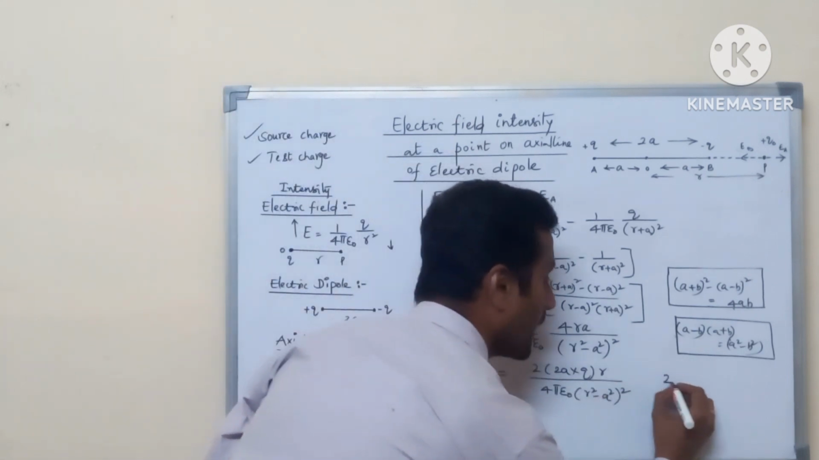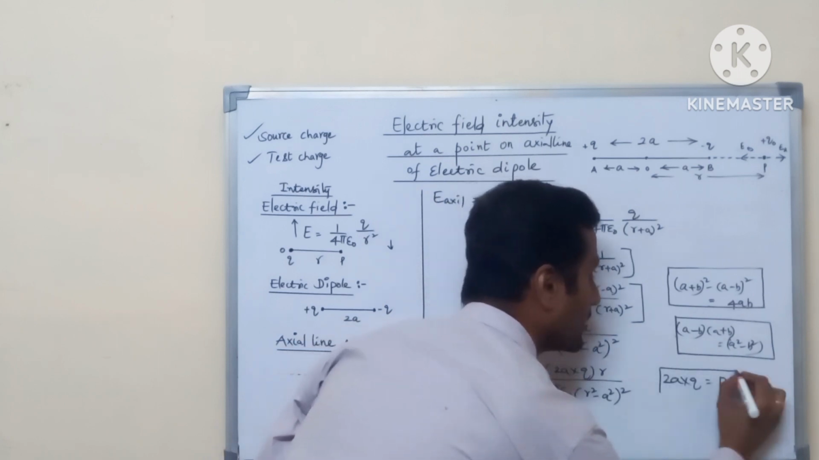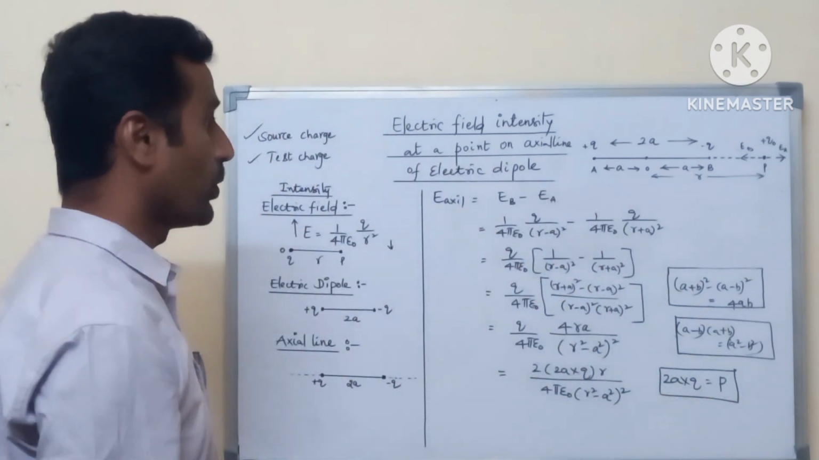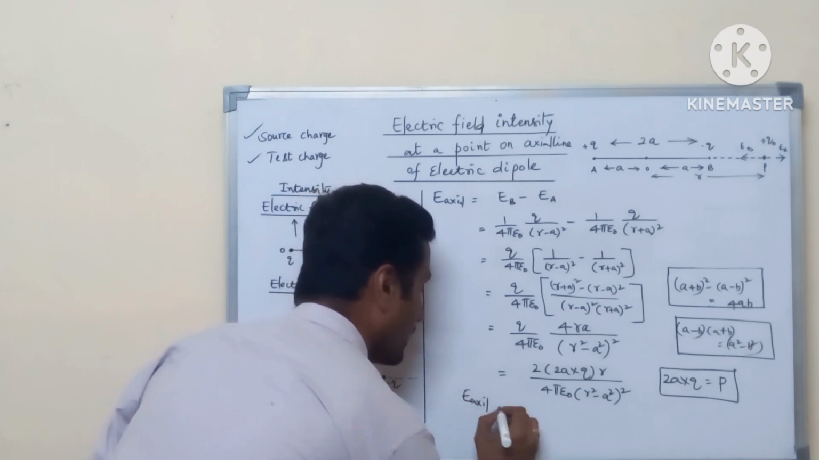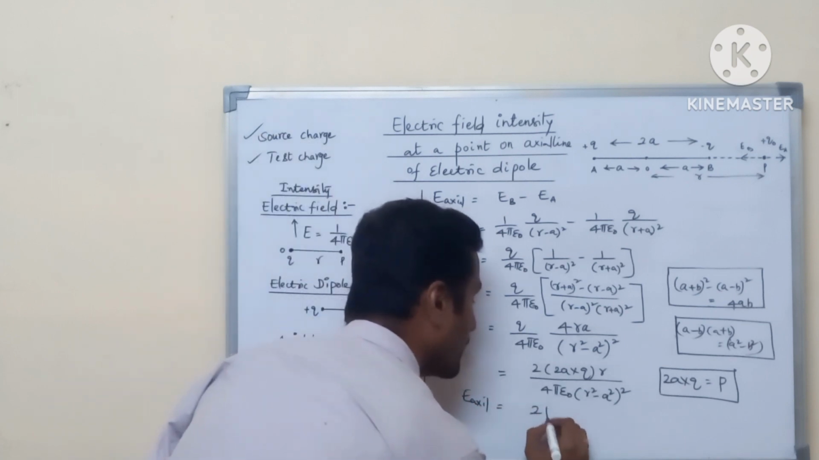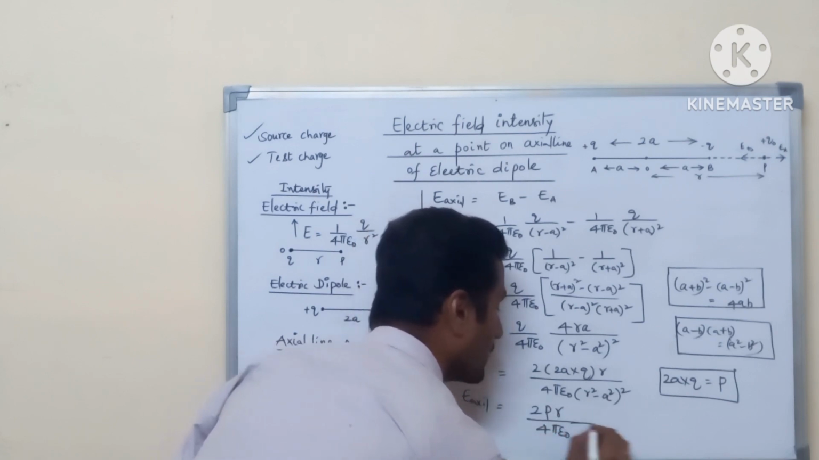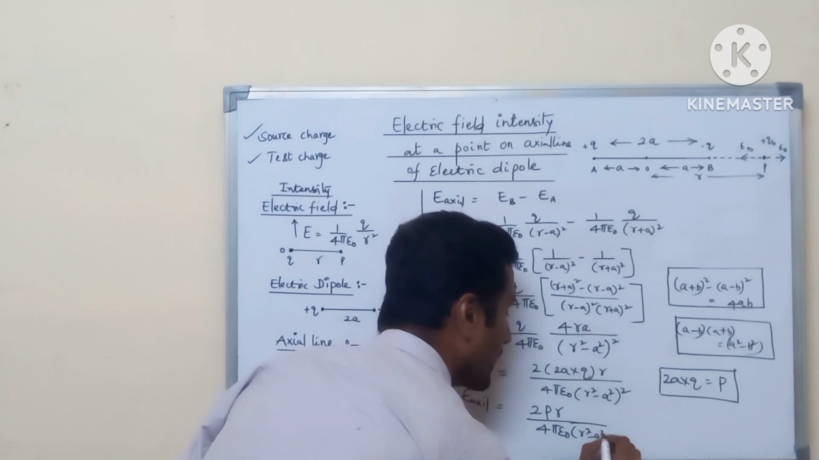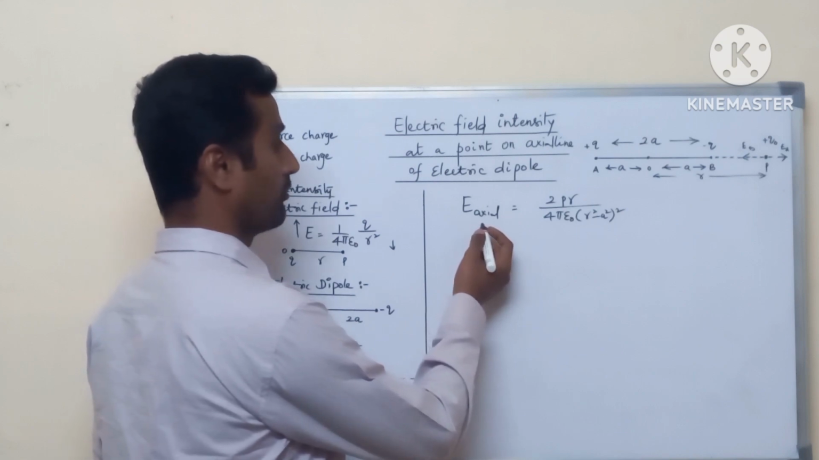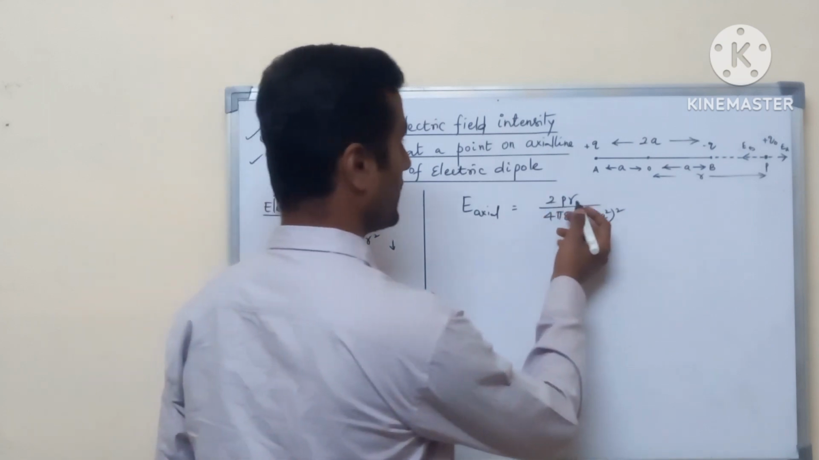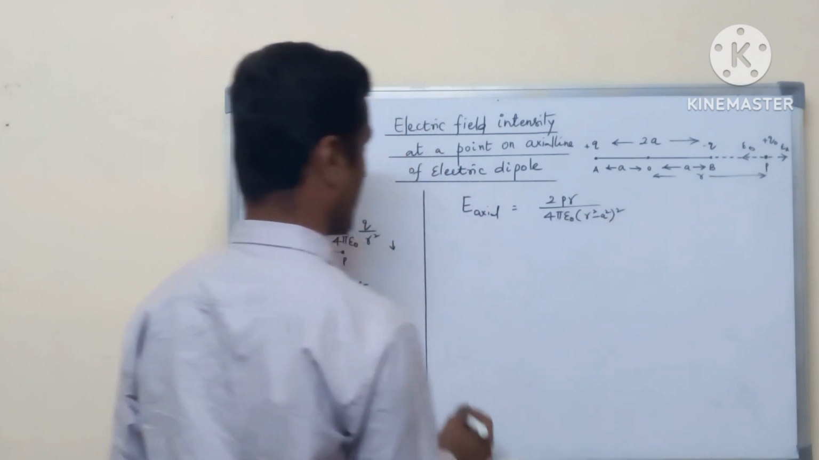Here 2a into Q is equal to p, which is nothing but the electric dipole moment. So E axial is equal to 2 into p into r divided by 4 pi epsilon naught into r square minus a square whole square. Now we have arrived at the intensity of electric field at the axial line, equal to 2pr divided by 4 pi epsilon naught into r square minus a square whole square.